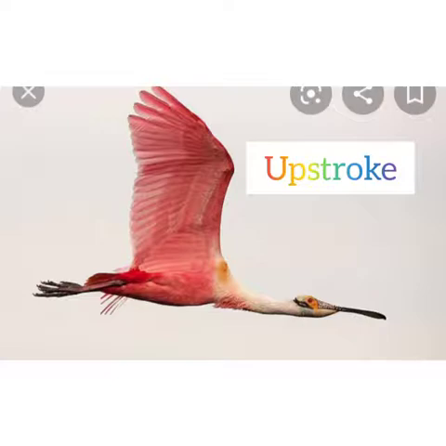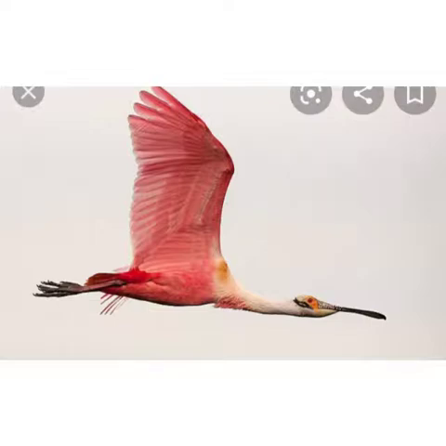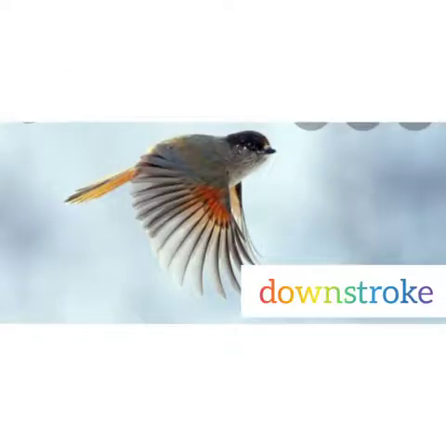Now have a look at this movement. In upstroke movement, wings move upward and backward. Let us have a look at the diagram over here. You can see the picture. In this picture, this bird is flapping its wings like this. When it is flapping the wings upward, its body moves backward. So this is called an upstroke movement.